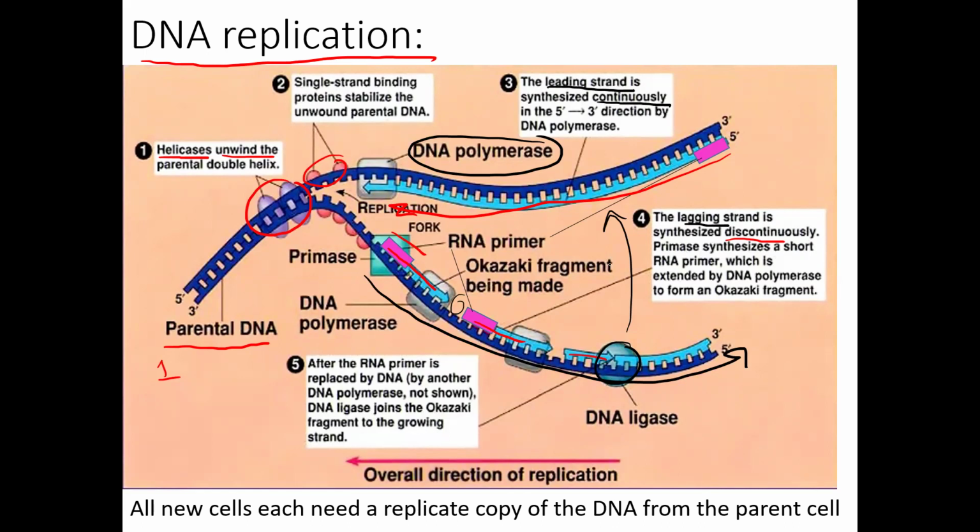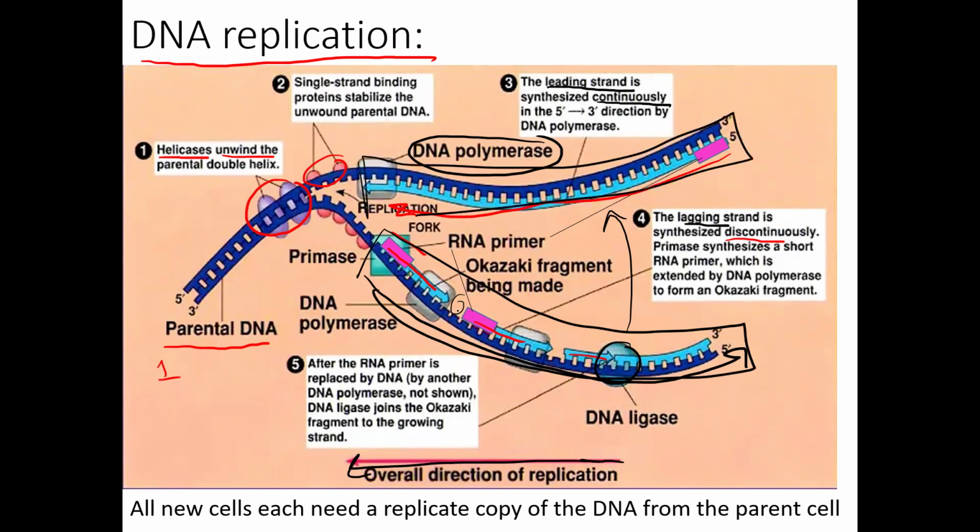Again, you can see that our overall direction of our replication is going to be, again, from this way over to this way. So again, that's why this portion is known as our lagging strand. And this portion, because it's following that overall direction, is going to be known as our leading strand.